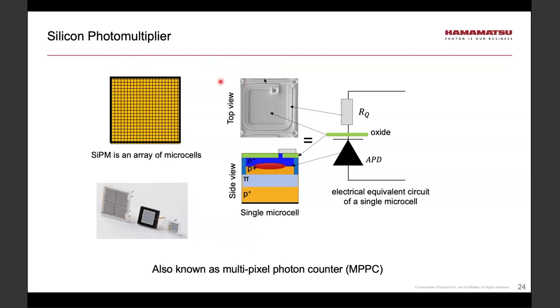Looking at the middle of the slide, again, we see a top view of a microcell. This wiggly structure here is the quench resistor. And this surface is the oxide that separates the quench resistor from the APD structure below. The quench resistor and the APD structure are connected together. I guess this will be the contact.